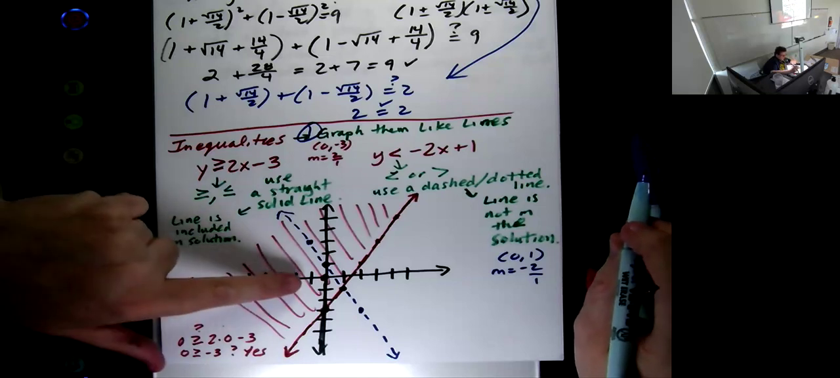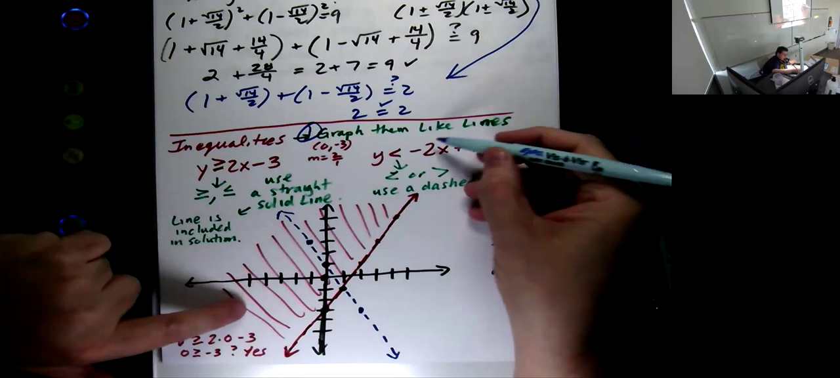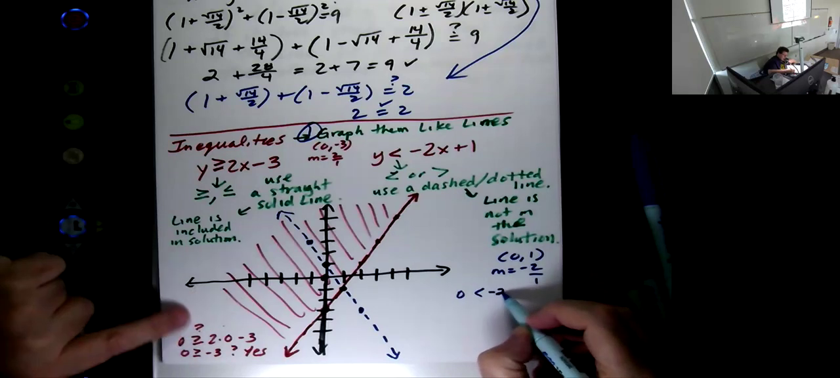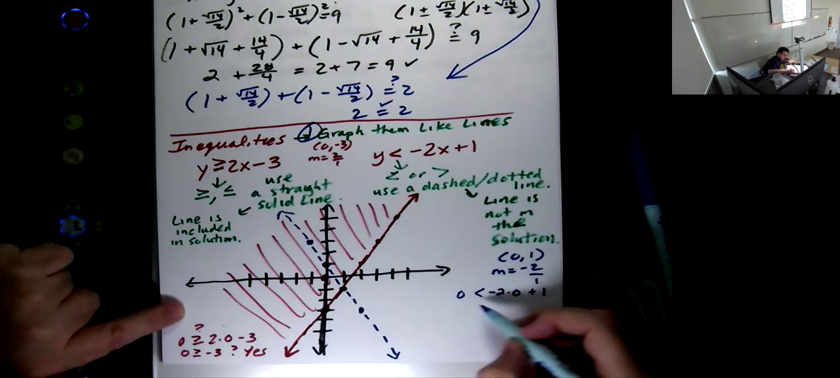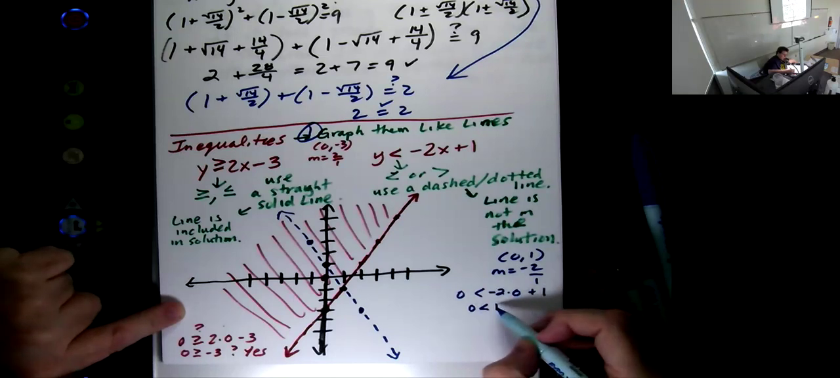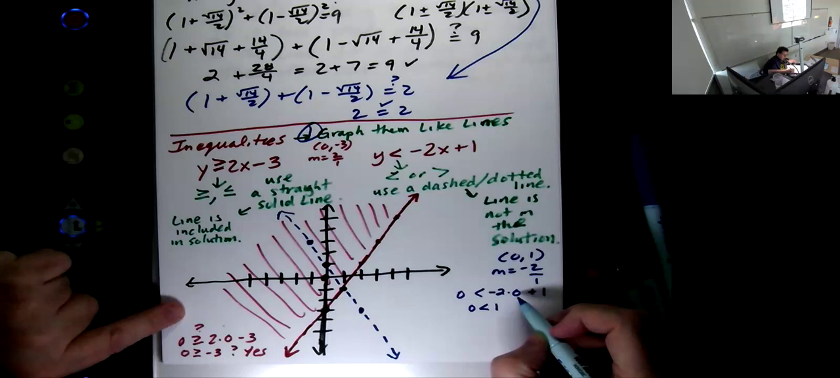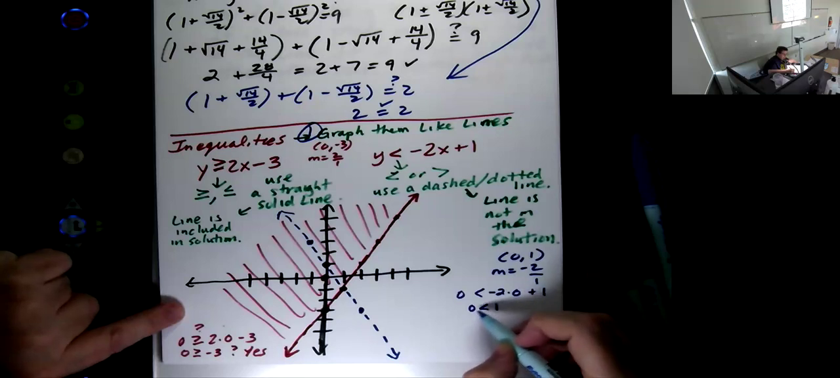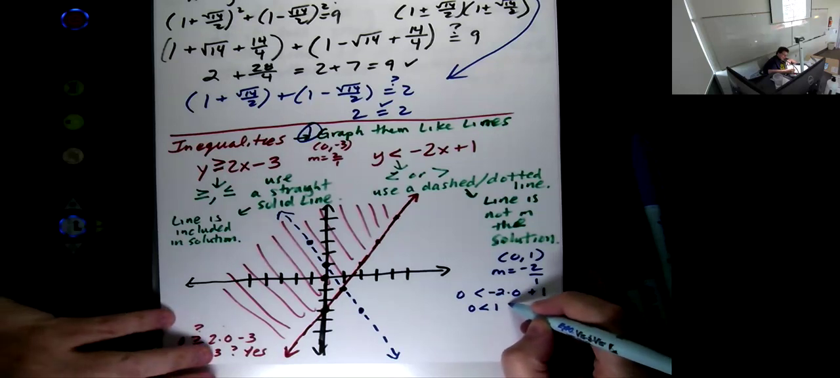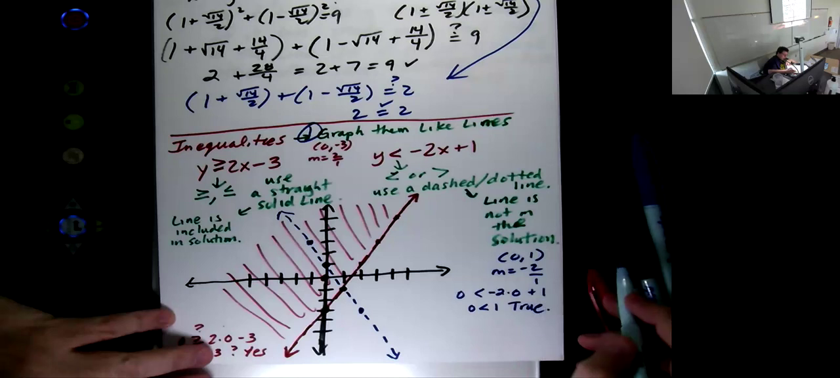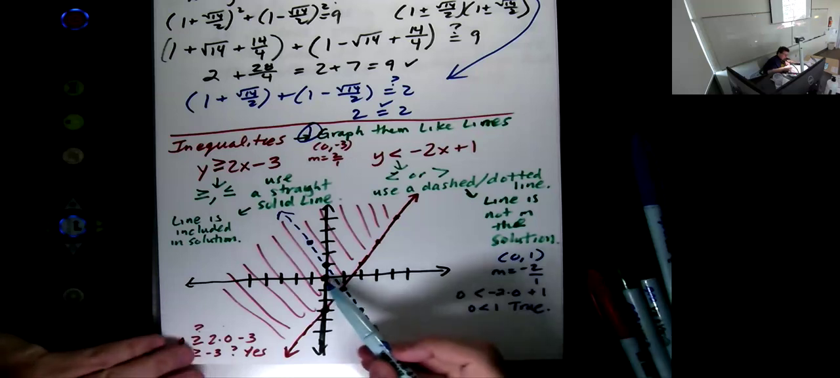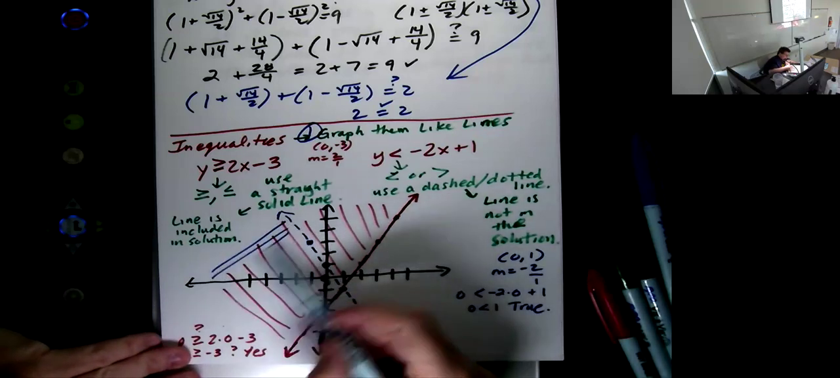0, 0 is not on the line, and I can check it real quick to make sure. If I plug in 0, I have 0 less than negative 2 times 0 plus 1, is 0 less than 1? If 0, 0 was on the line, this would be 0 equals 0. We would get the same numbers on each side. As it is, this ends up being a true statement. So we're going to shade on the side of the line that has 0, 0, which is here. So I'm going to shade here.